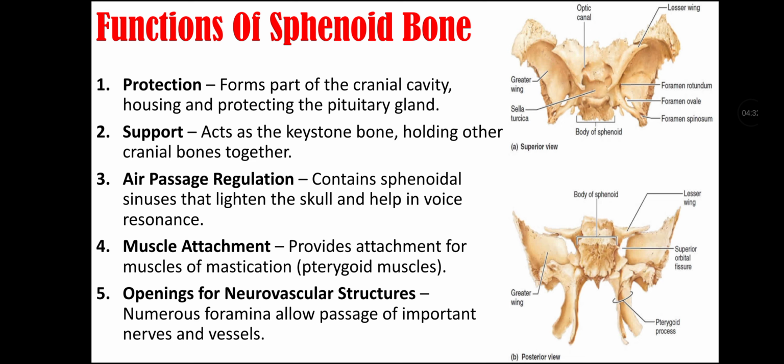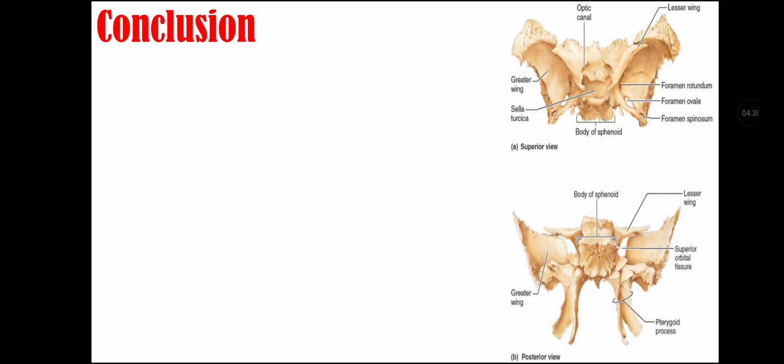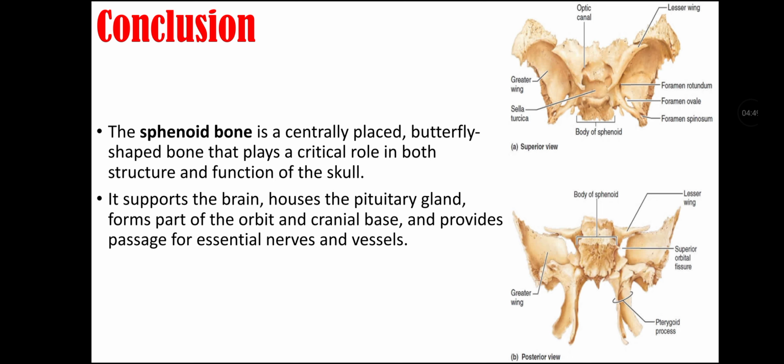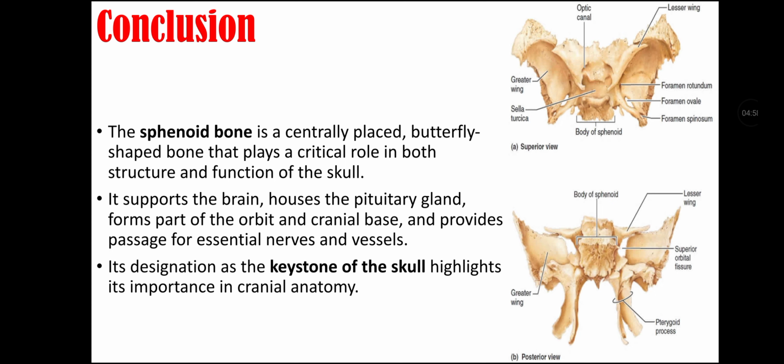Fifth function is opening for neurovascular structures, as there are numerous foramina that allow passage of important nerves and vessels. Conclusion of this lecture video. Sphenoid bone is a centrally placed butterfly-shaped bone that plays a critical role in both structure and function of the skull. It supports the brain, houses the pituitary gland, and forms part of orbit and cranial base, and provides passage for essential nerves and vessels. Its designation as a keystone bone of the skull highlights its importance in cranial anatomy.